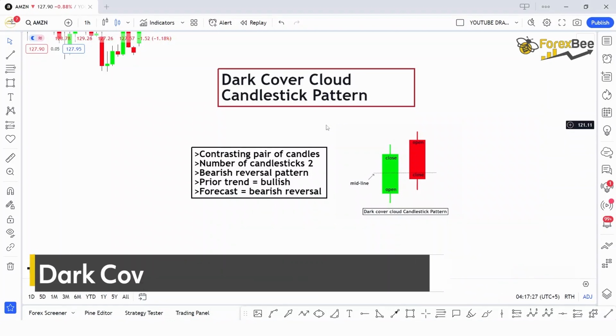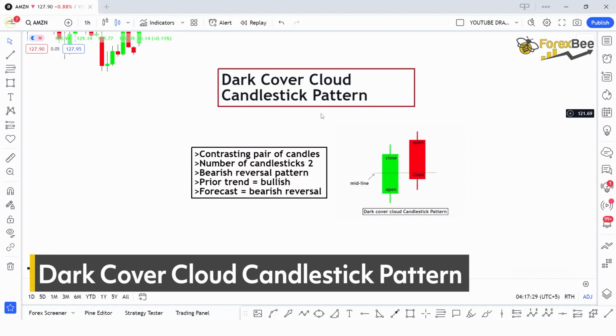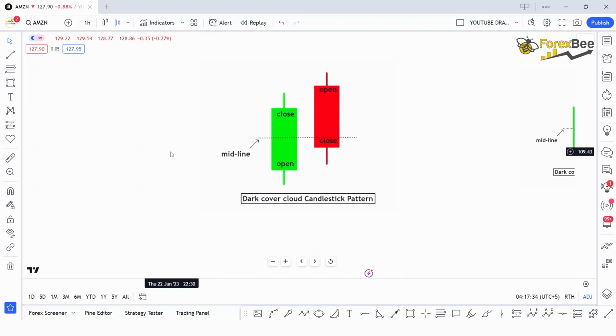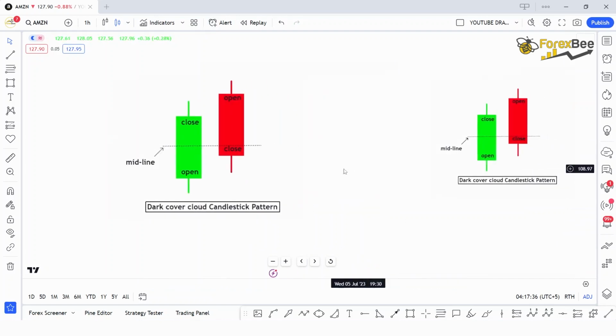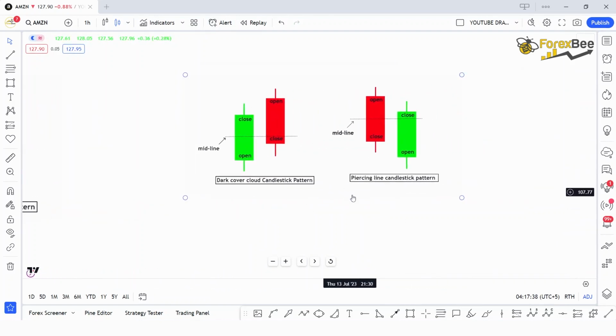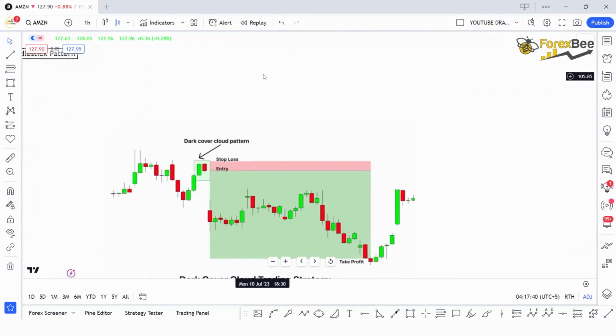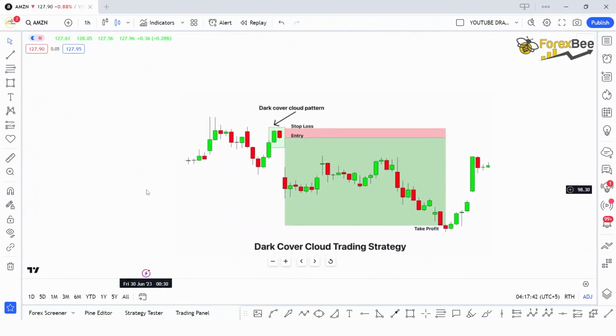In this video, I'm going to explain the dark cloud cover candlestick pattern. After watching this video, you will be able to identify, analyze, and differentiate this candlestick pattern from other similar patterns. We will further discuss the psychology and formulation of a trading strategy involving the dark cloud cover candlestick pattern.